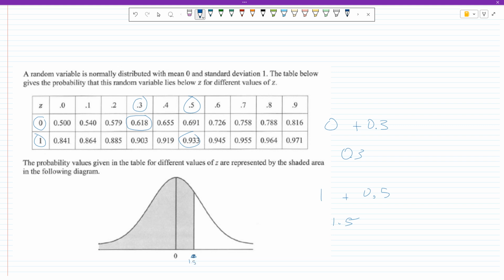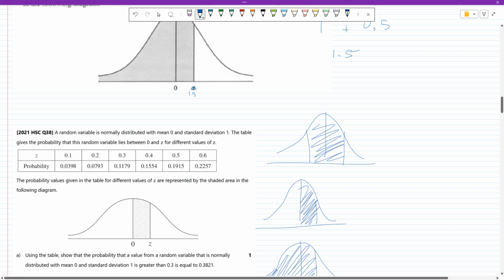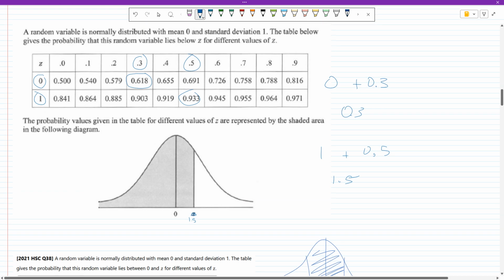What's that shaded portion? That shaded portion will be 93.3%. Hopefully that makes sense. That's how the table works. And we just answer questions. Very, very similar to the empirical rule.